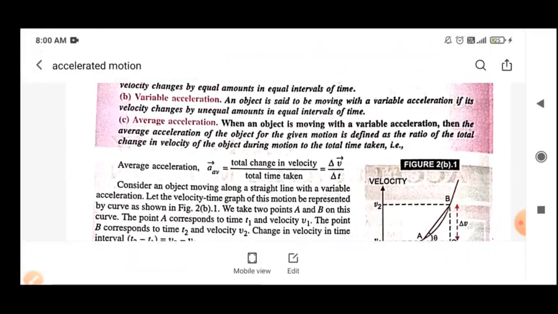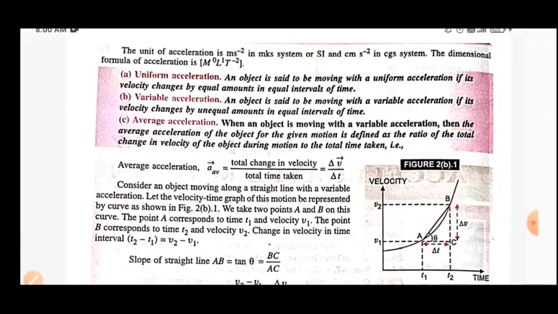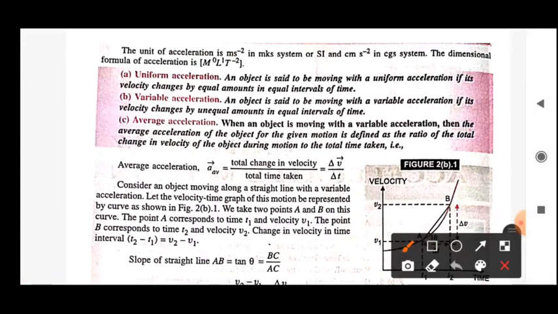Now let's see some information about acceleration. The unit of acceleration you already know, as we have discussed it in unit and dimension. Now let's see how many types of acceleration there are. Just now we have seen uniform acceleration. Uniform acceleration is when in equal intervals of time the change in velocity is equal. And if it is varying, then it is called variable acceleration.